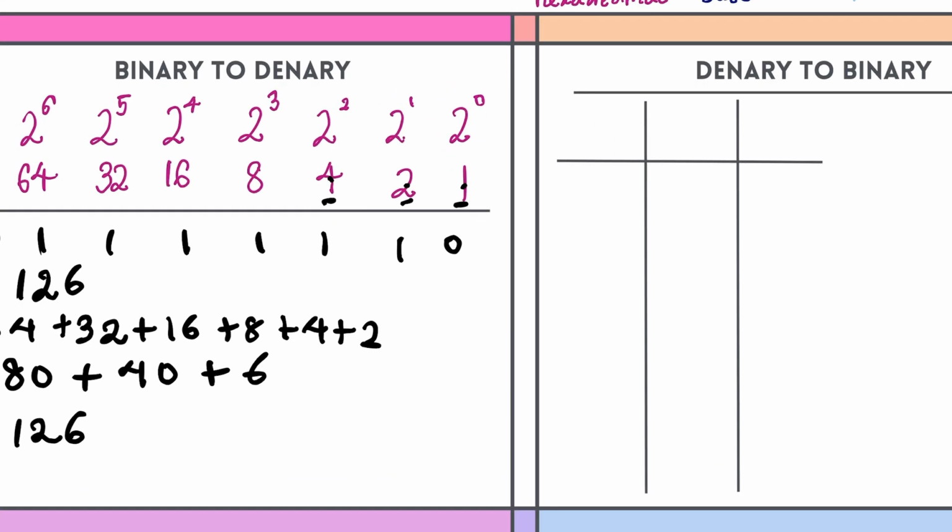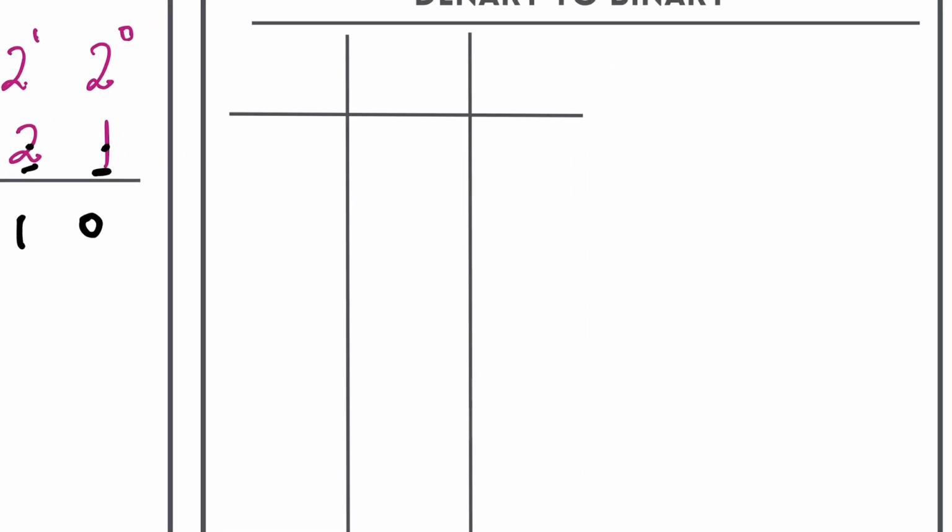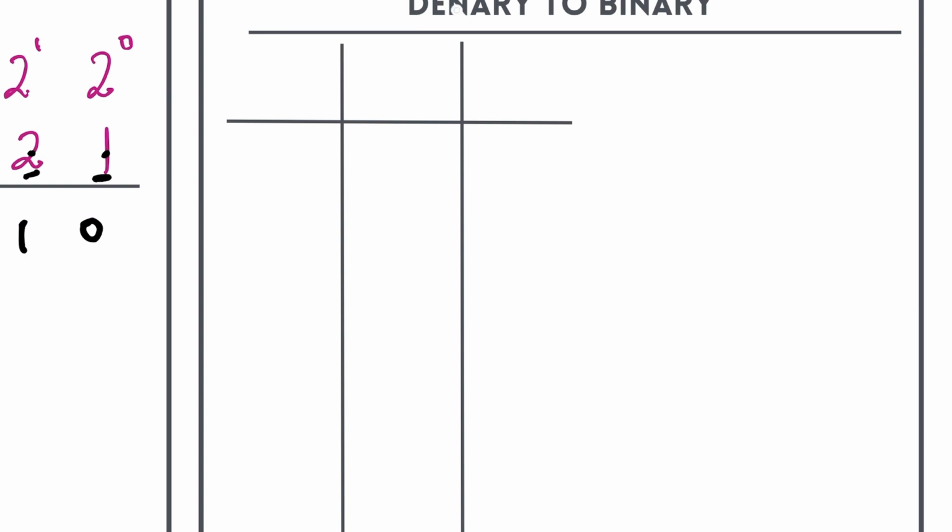Okay, so let's move on to the opposite, which is converting from denary to binary. So let's take any denary number that we want. I'm gonna take 75 and write it right here, and I'm gonna put a 2 and an R here. You're probably wondering what the R is for. The R is for a remainder. So we're gonna divide 75 by 2 and write down the remainders. That is it for converting from denary to binary.